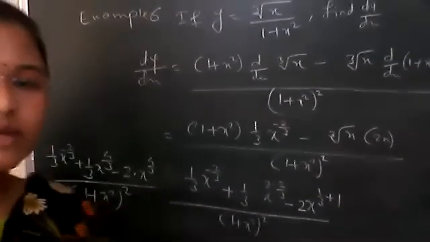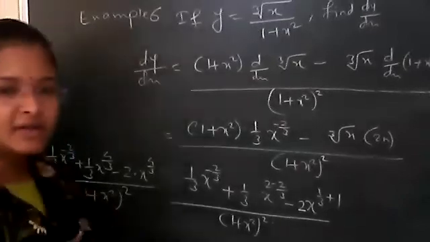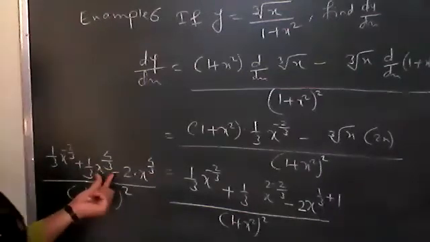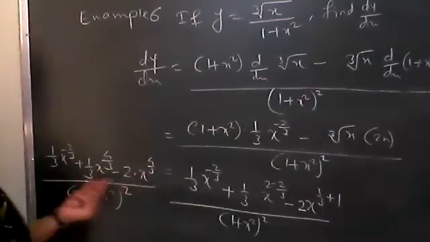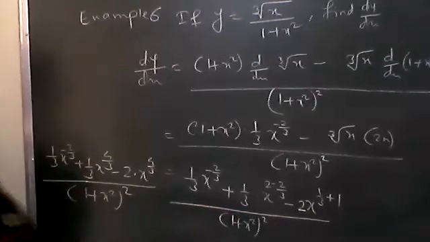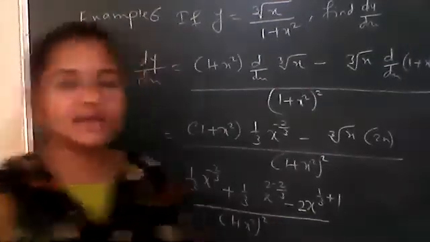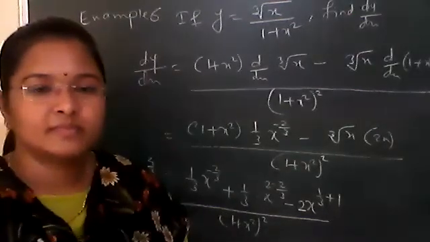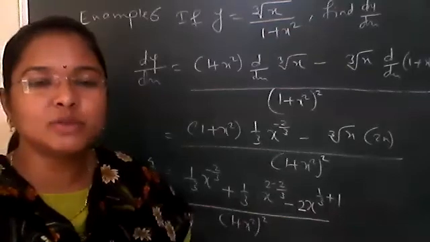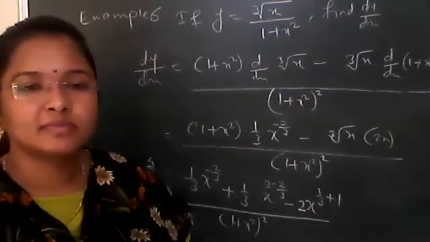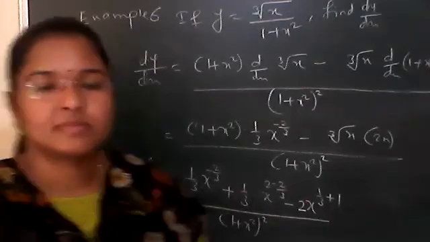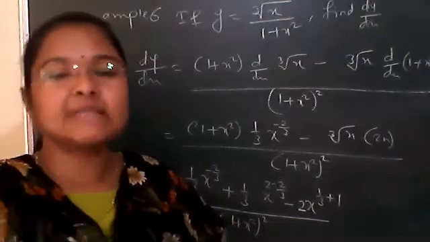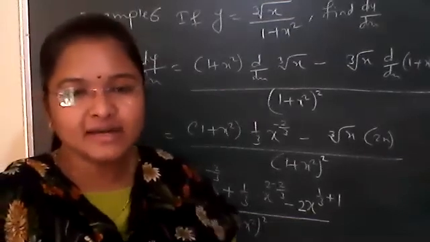Is it visible properly, boys? Yes, ma'am. Okay. So 1 by 3 minus 2 now. Here we'll take out this x raised to 4 by 3 common. So what is 1 by 3 minus 2? Minus 5 by 3. 1 by 3 minus 2 is 1 minus 6 by 3, that is minus 5 by 3 will be there. Isn't it?